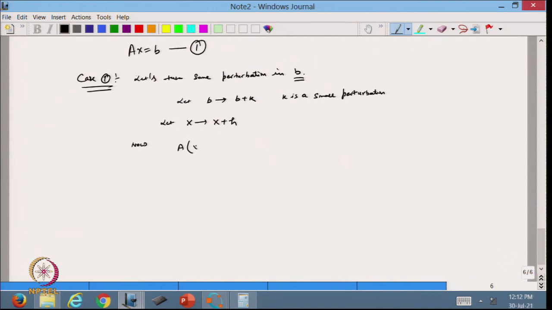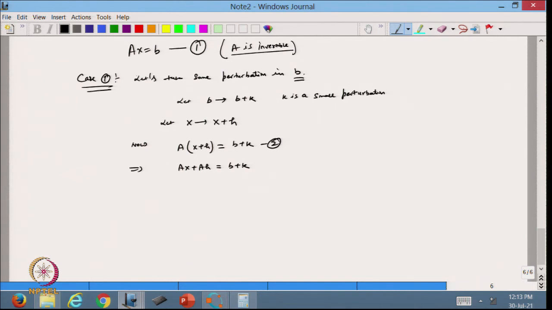Now, A(x plus h) I can write should be equal to b plus k, because when I put b plus k, then I get this solution. So, I call this 2. Now from here I can write Ax plus Ah is equal to b plus k, and in this case I am considering that A is invertible, because I am considering that this has a solution, that is a unique solution. So, A is invertible.